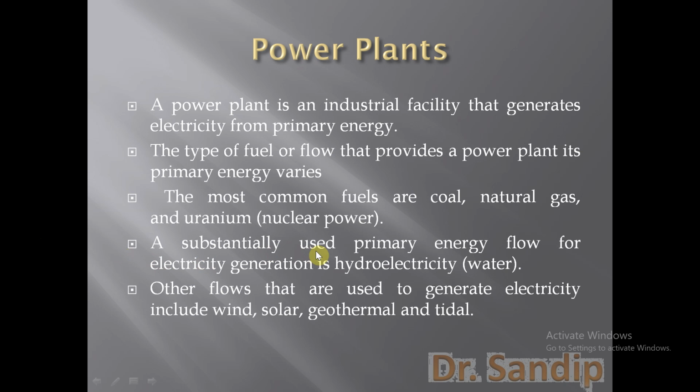A substantially used primary energy flow for electricity generation is basically hydroelectricity. Hydroelectricity is very common. We already have power supplies throughout the nations using water as a primary source of energy, and we are also going to see the status in India and the world for the use of different kinds of power plants. The other flows used to generate electricity include wind, solar, geothermal, and tidal waves.